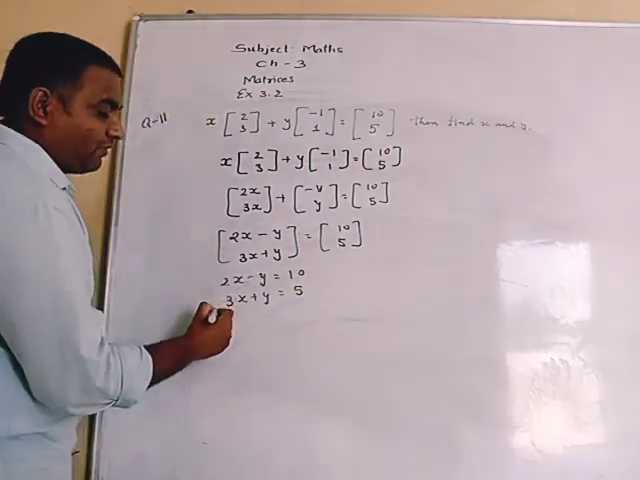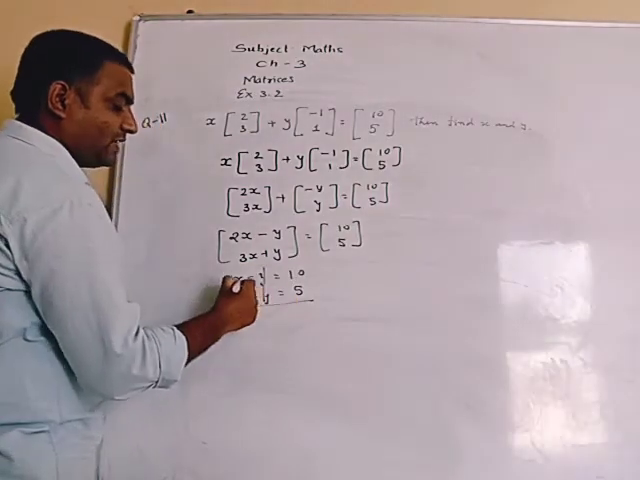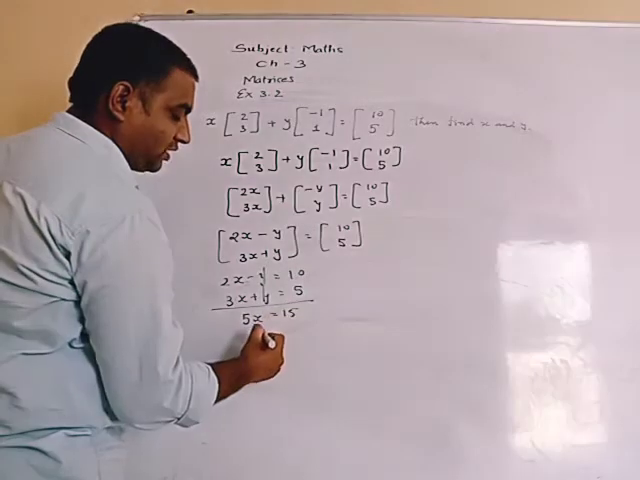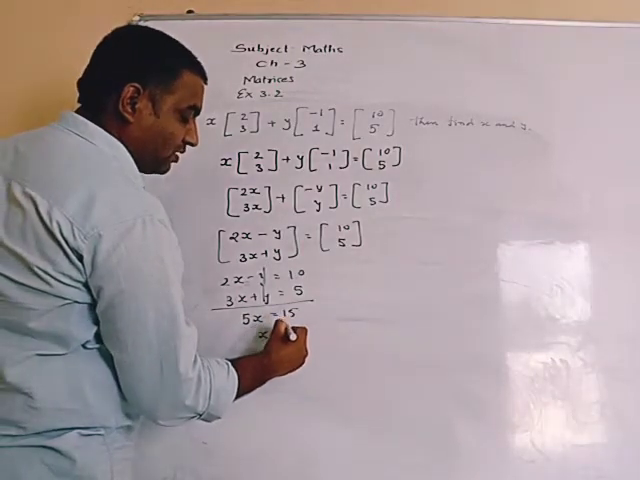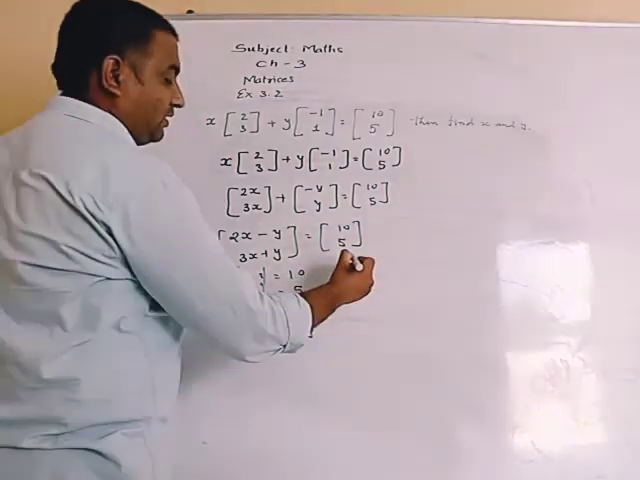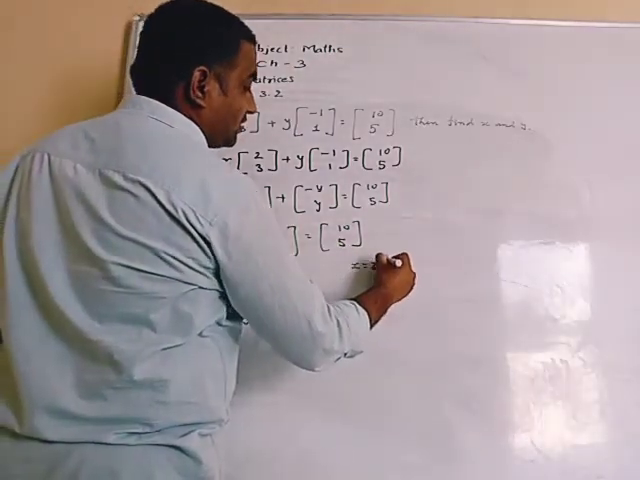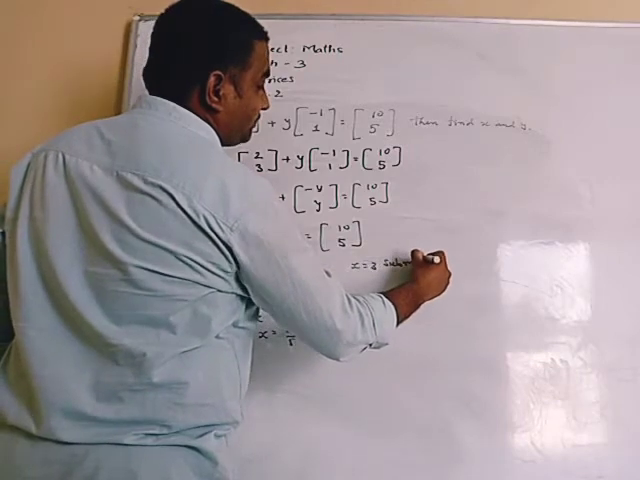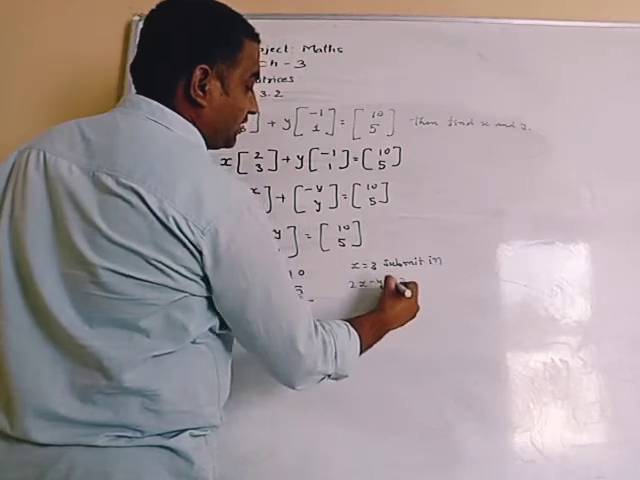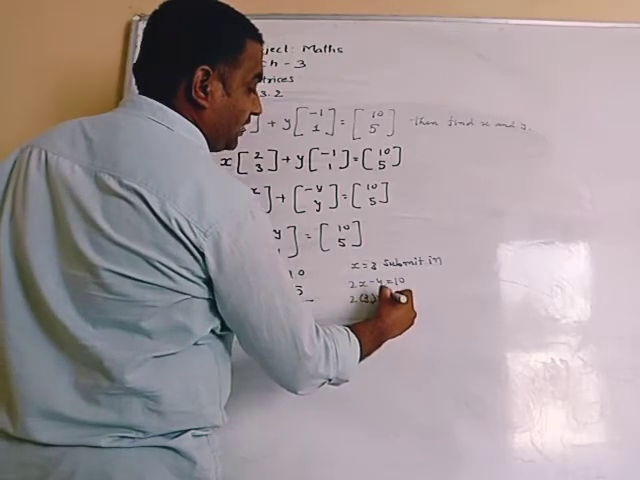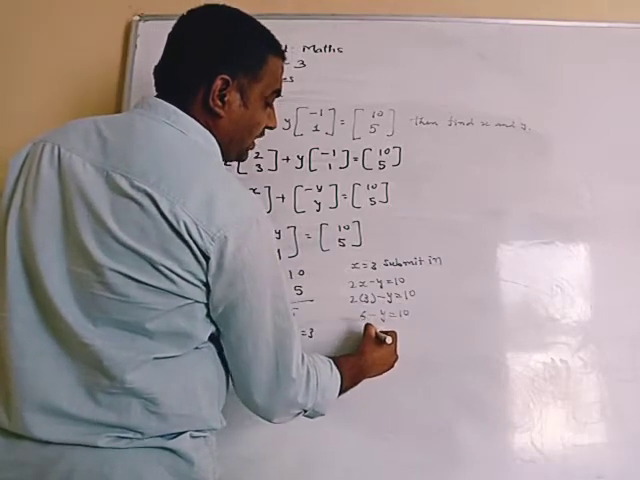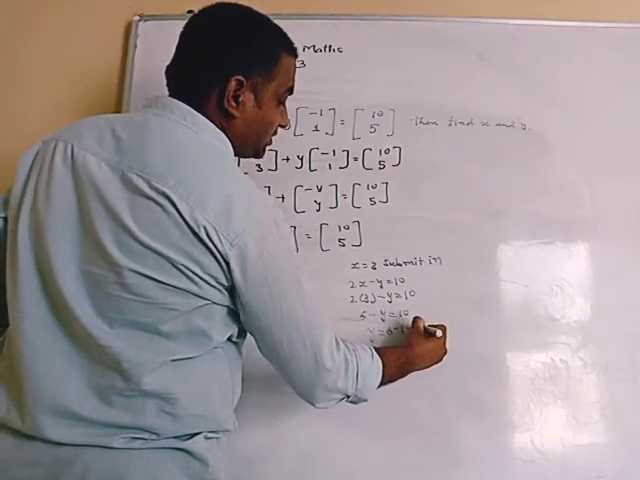To eliminate y we add these equations and y cancels: 2x plus 3x, 5x equals 15. So x equals 15 by 5, which is 3. Now substitute the x value in 2x minus y equals 10: 2 into 3 minus y equals 10. So 6 minus y equals 10, so y equals 6 minus 10, that is minus 4.